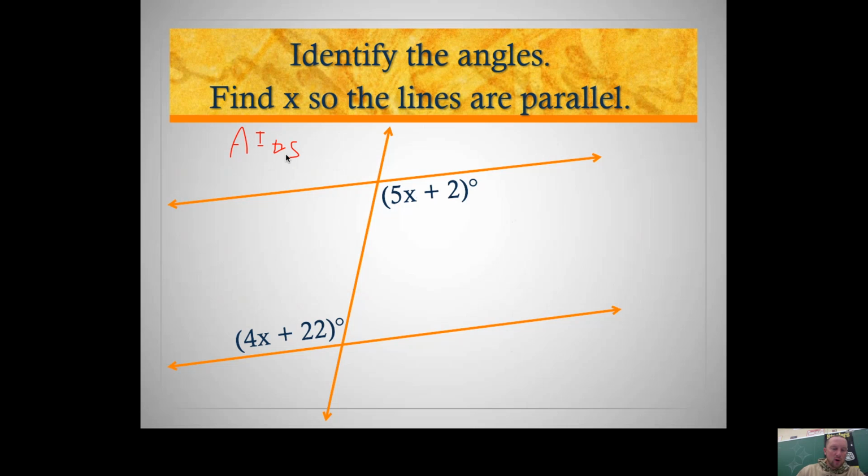What relationship do alternate interior angles have to make the lines parallel? Well, you need them to be the same. So even though you don't know what this is and you don't know what this is, you know they need to be the same if the lines are going to be parallel. So you're going to write this equation: 5x plus 2 equals 4x plus 22.